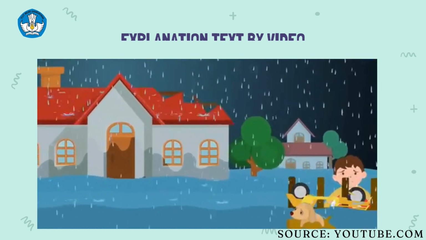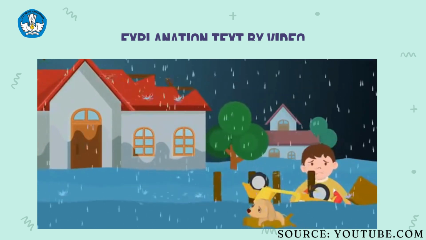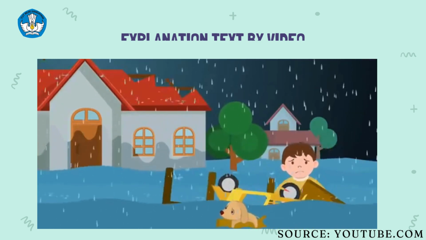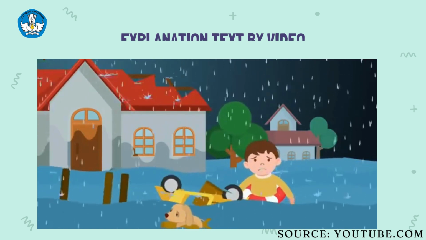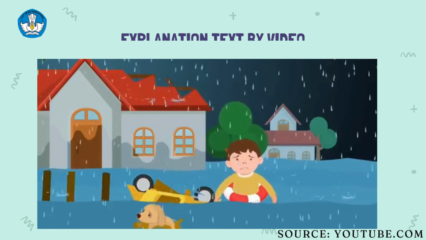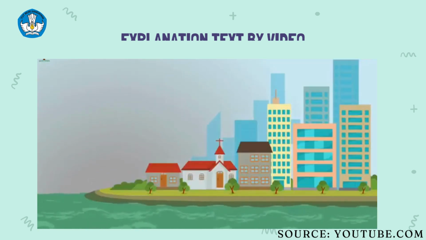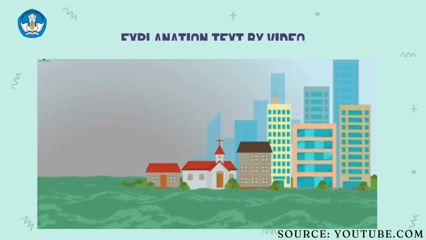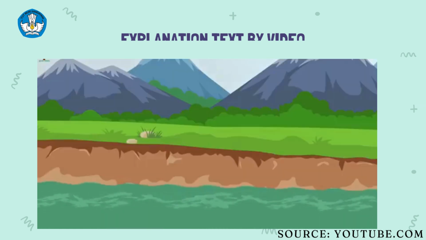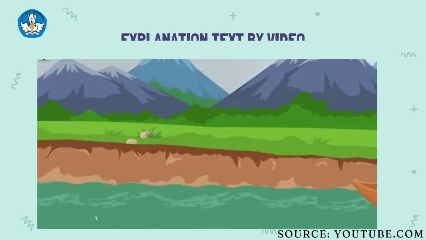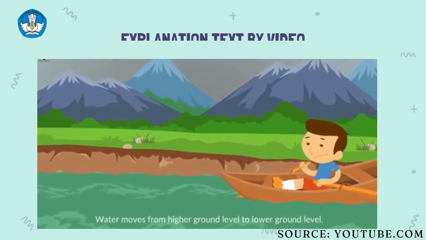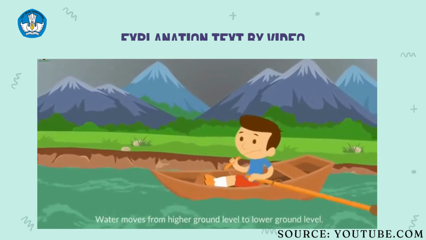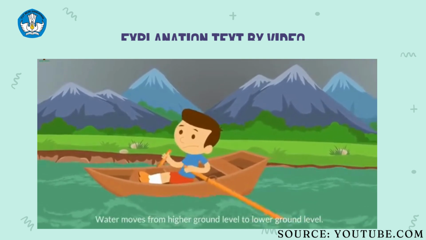Flooding is very dangerous. The overflowing water carries along objects like houses, bridges, furniture, trees, farms, animals, even people. Sometimes it carries a whole city. So dangerous. The natural behavior of water is that it moves from higher ground level to lower ground level. This means the lower ground is a lot more likely to experience flooding.